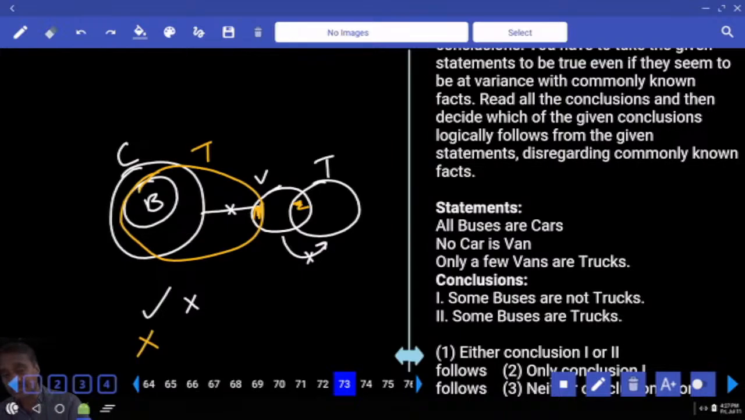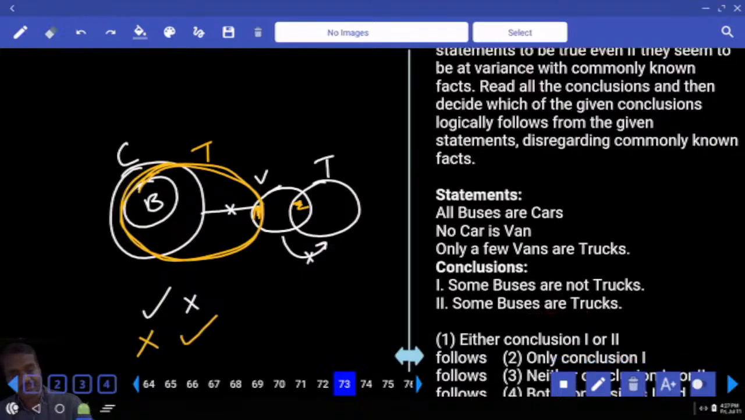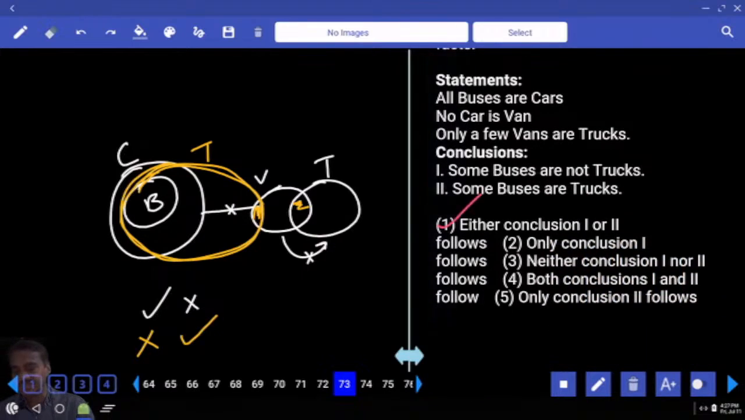Now in the same diagram, in this yellow circle, and this is the alternate diagram. In the same diagram, what happened to the previous conclusion? Some buses are trucks. Now it has become true. When the first one is true, the second is false. When the second is true, the first is false. Between these two, only one can be true, and your answer is either choice one or two. Done with this? It cannot come under neither.